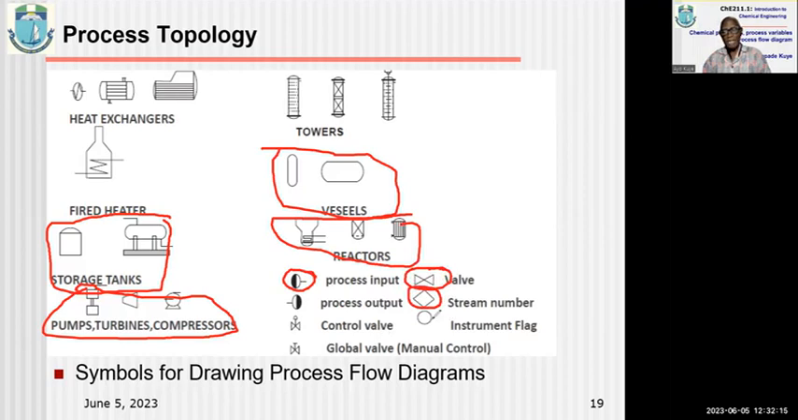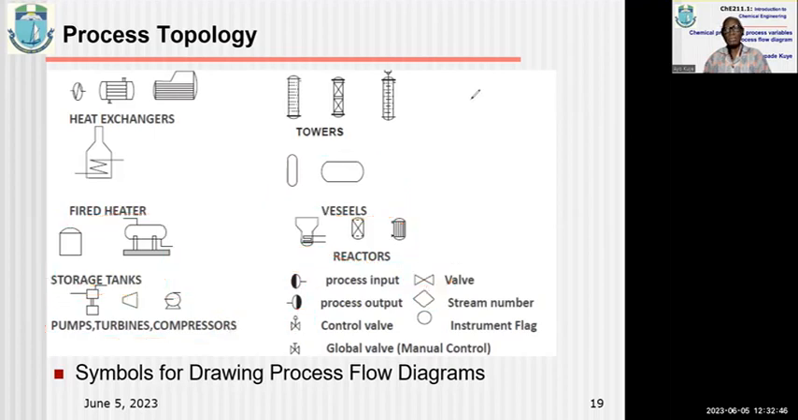the instrument flag, the control valve. You will notice the difference between the valve and the control valve. The control valve has this controller and it's represented here. These are just typical examples, typical symbols that are used. It's not exhaustive. There are quite a number of other symbols that are used.